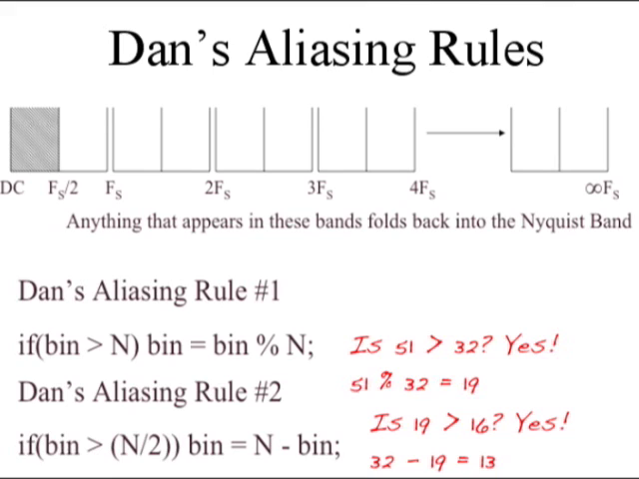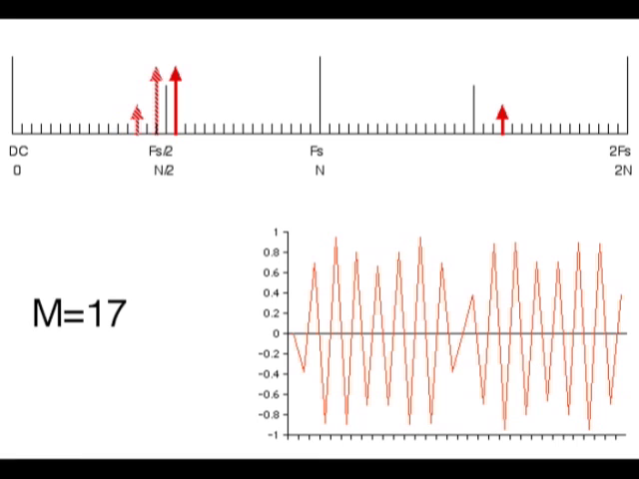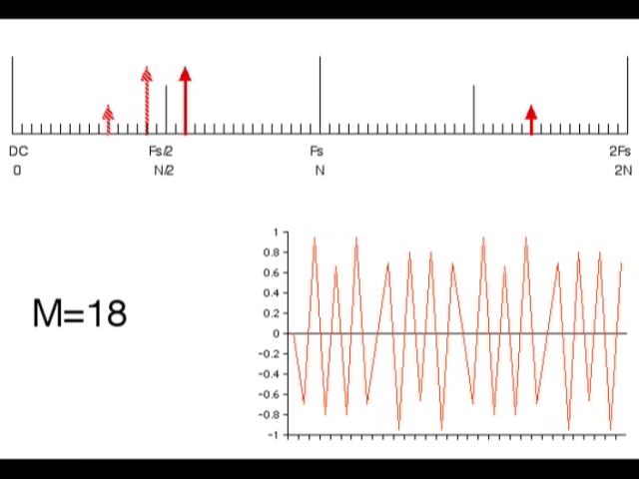The third harmonic is way up in bin 51, which again we can't see because we can't see anything outside the Nyquist band. So 51 is greater than 32. So 51 modulo 32 is 19. But 19 is still higher than 16, N over 2. So 32 minus 19 is equal to 13. So the third harmonic ends up in bin 13, while the fundamental ends up in bin 15. Moving M up to 18, you can see that both the alias of the fundamental and the alias of the third harmonic are working their way back down towards DC.